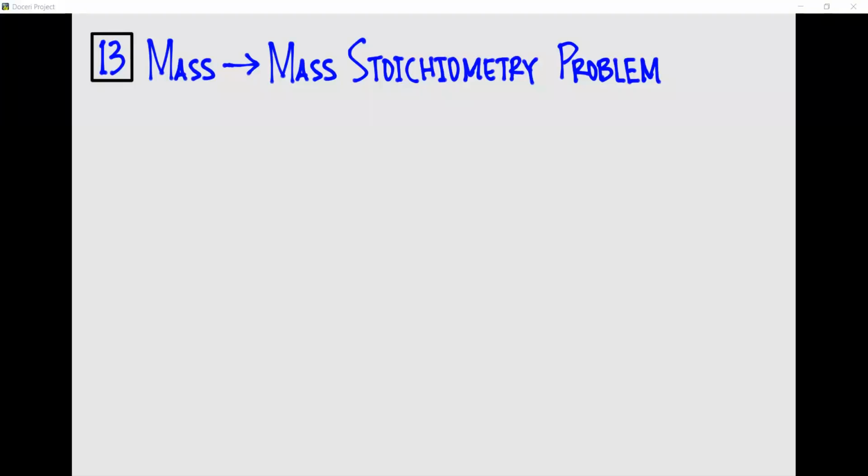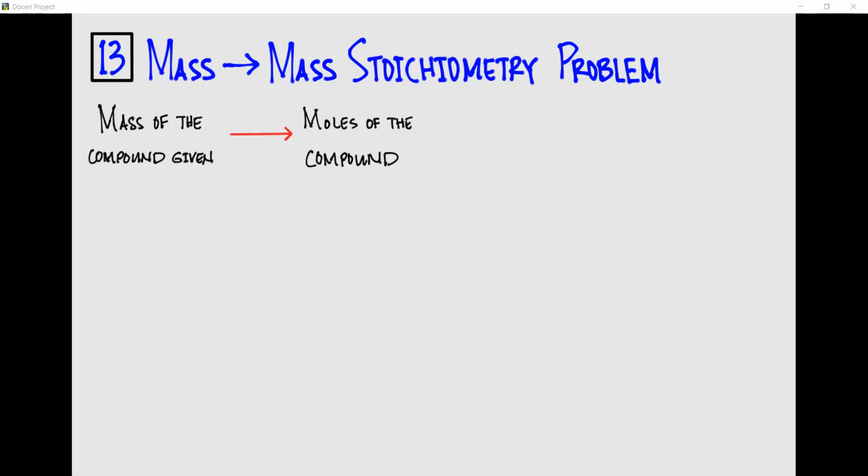All right, and concept number 13 here is now probably the most dreaded type of stoichiometry problem. It's mass-to-mass stoichiometry. So you're going to be given the mass of a compound, which is going to be your starting point, and you're going to convert that mass of the compound given to moles of the compound, again, of course, using the molar mass of the compound. And then from there, you're going to be asked to determine the mass of, let's say, a product that's generated.